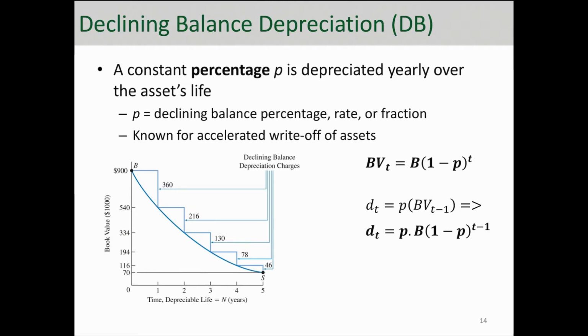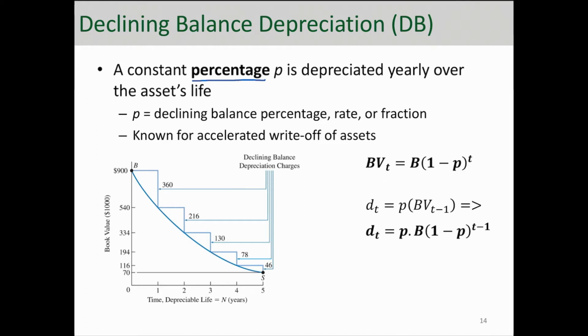Hello and welcome everyone. In this video, we're going to continue our discussion on depreciation methods, and we're going to be talking about declining balance depreciation. The main characteristic of this method is that a constant percentage, P, is depreciated yearly over the asset's life. So unlike the straight line method, which was a constant amount, this is a constant percentage.